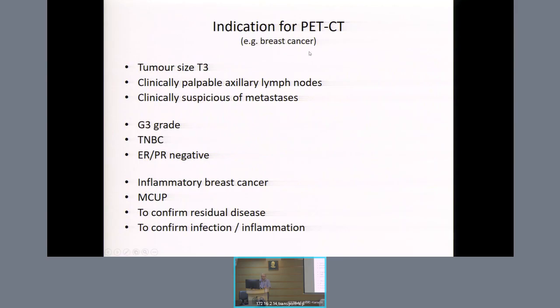For example, in breast cancer, the indications are when the tumor size is T3, meaning more than 5 centimeters, or when the axillary lymph nodes are clinically palpable, or there is suspicion of metastasis, or the tumor is of higher grade, grade 3, or triple negative, when the hormone receptors are negative, or inflammatory breast cancer. We go for it. Also metastatic cancer of unknown primary.